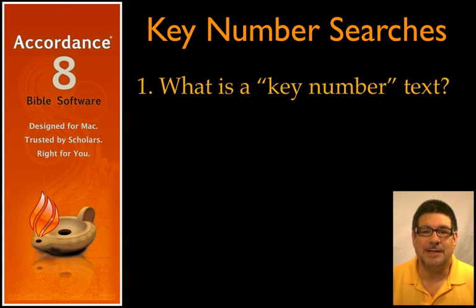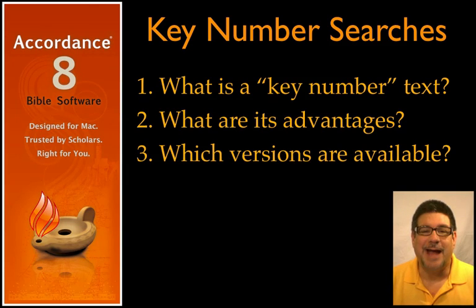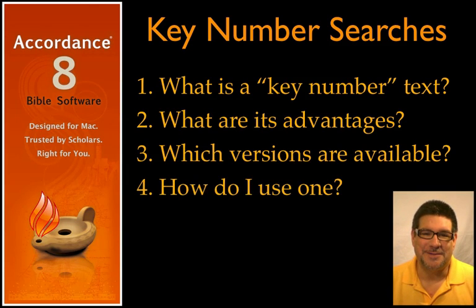What is a key number text? What are its advantages? Which versions are available? And how do I use one in Accordance?